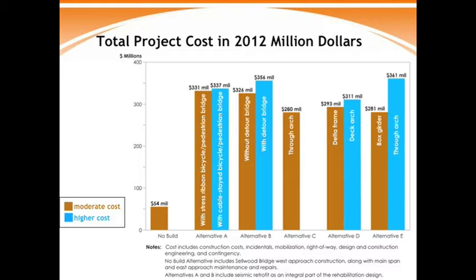As you can see, it's a pretty tight cost range, with alternative C as the lowest of the build alternatives at $280 million, and alternative E through arch at $361 million is the highest cost. All of the replacement alternatives are less expensive than the rehabilitation alternatives, except for the through arch on alternative E.